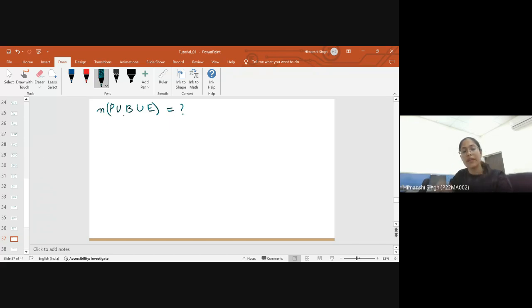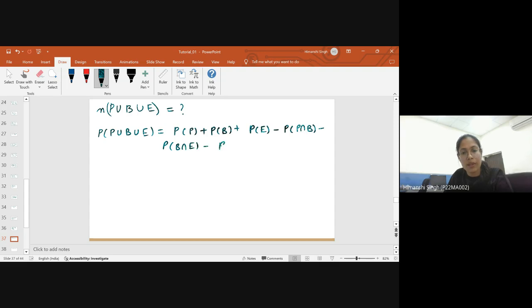Since we do not have any formula for the number of students, but we have the formula for the probability, the probability of P union B union E is equal to probability of P plus probability of B plus probability of E, minus the probability of the intersection of two events, minus probability of P intersection E, plus the intersection of all the three.